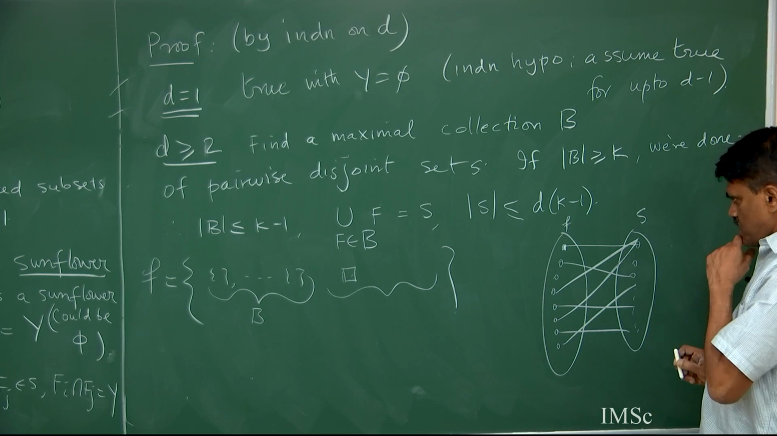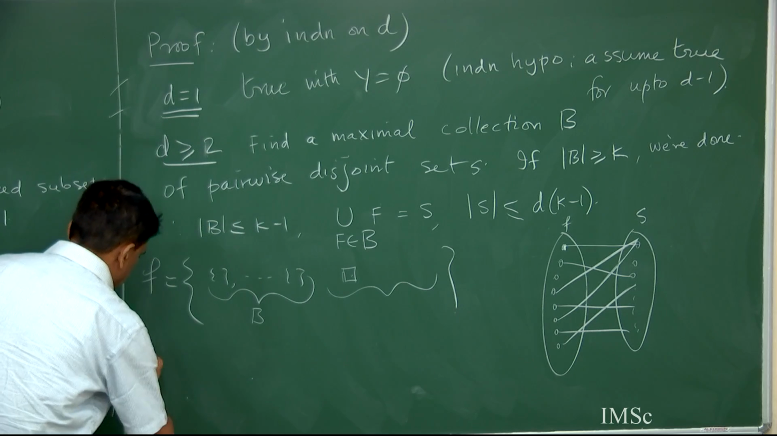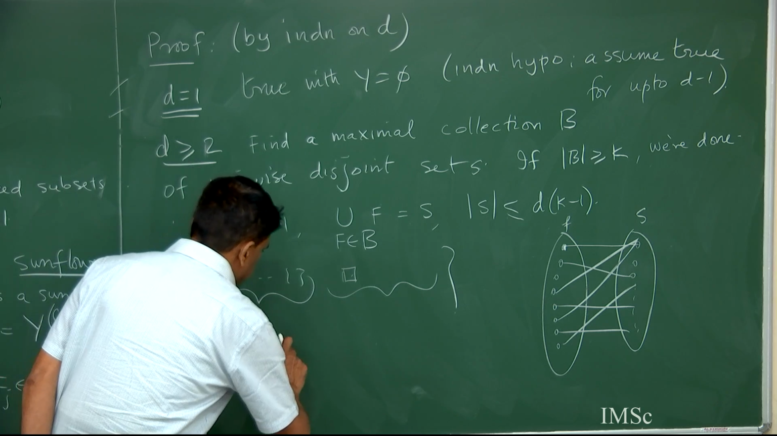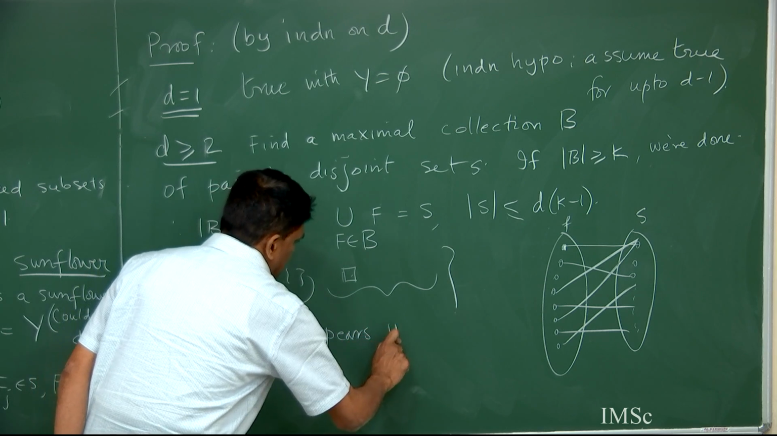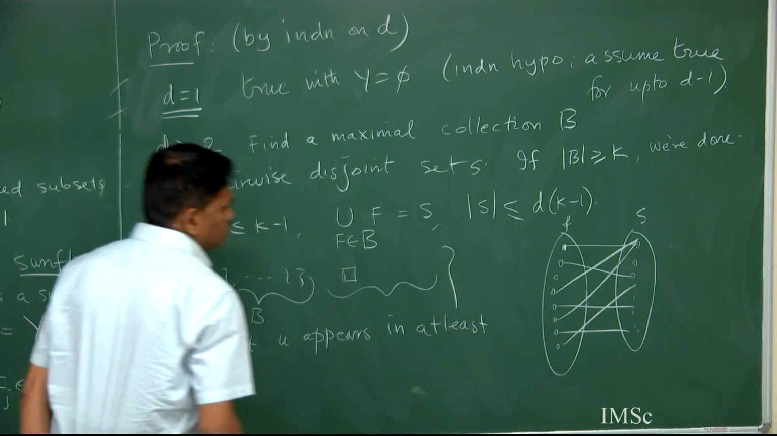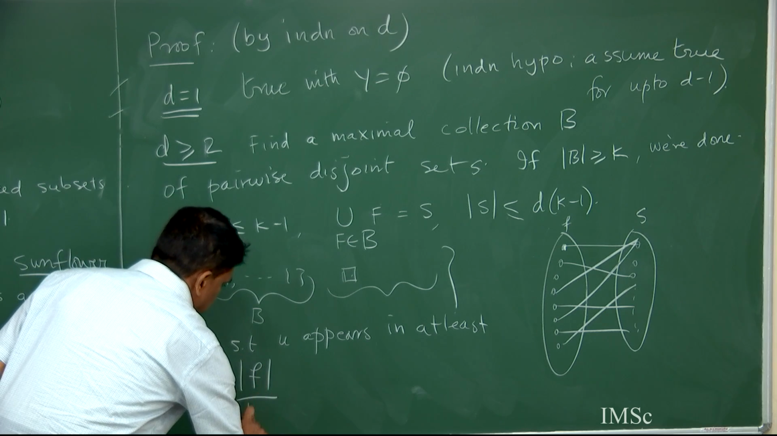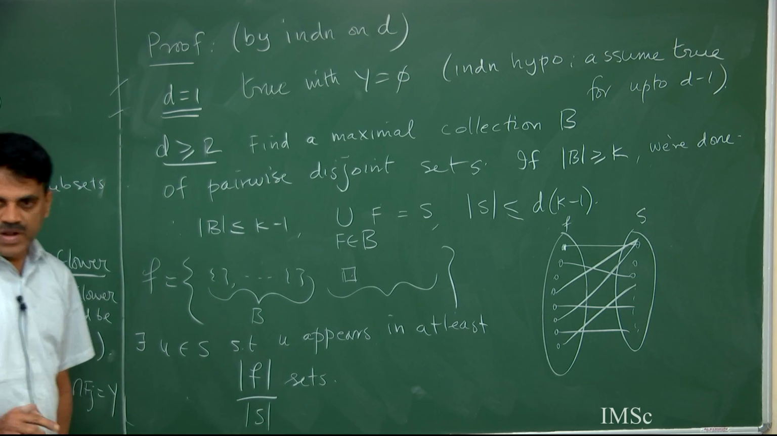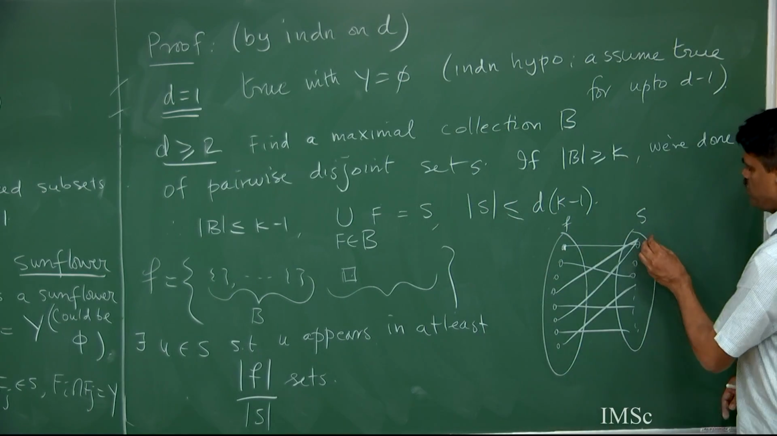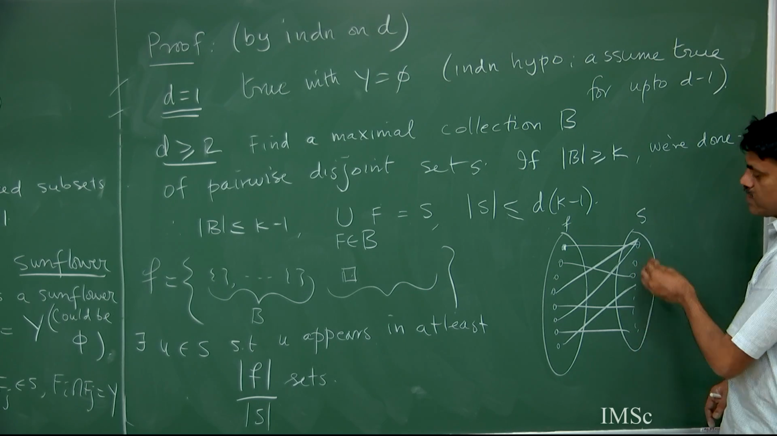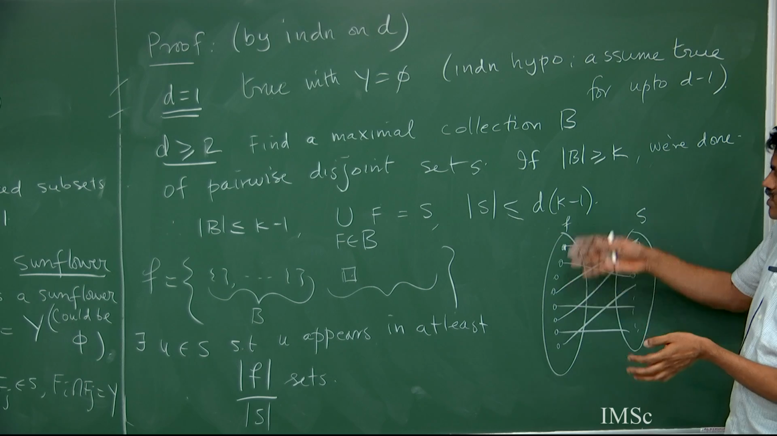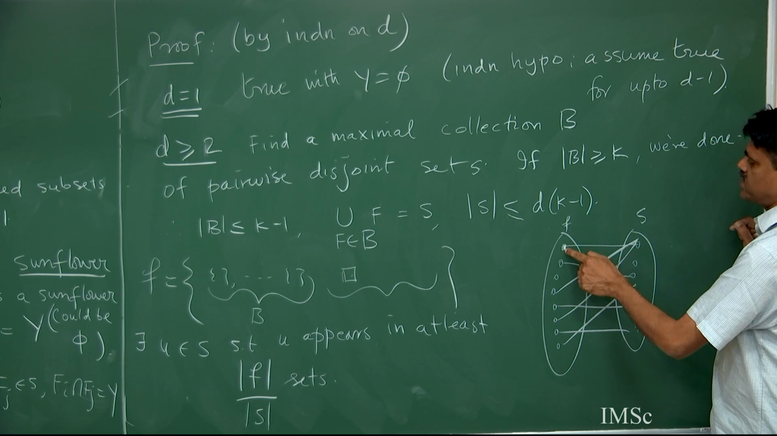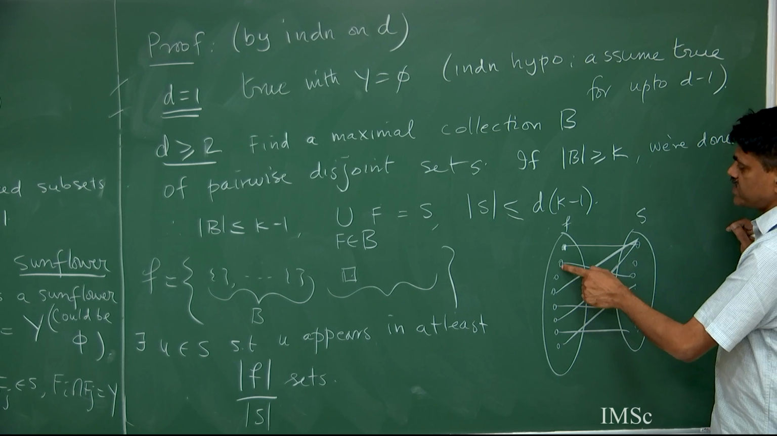And so on. So the claim is that there exists a U in S such that U appears in at least cardinality of F by cardinality of S sets. Right? So I have partitioned my family into size of S many sets, right? I have a partition. So this set goes to this element if this element is in that set. Of course, there may be many elements of S in that set, but I pick arbitrarily one and map it to that. Similarly, this set goes to this element and so on.